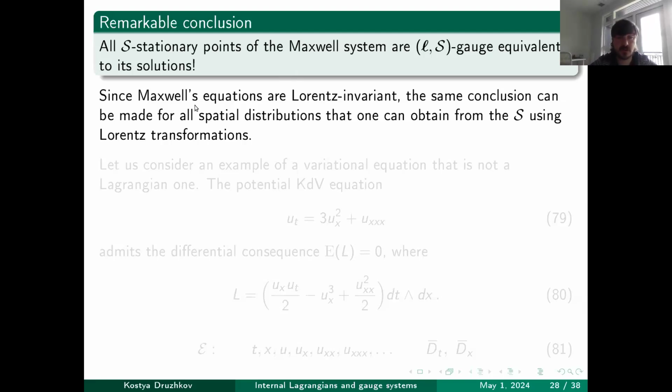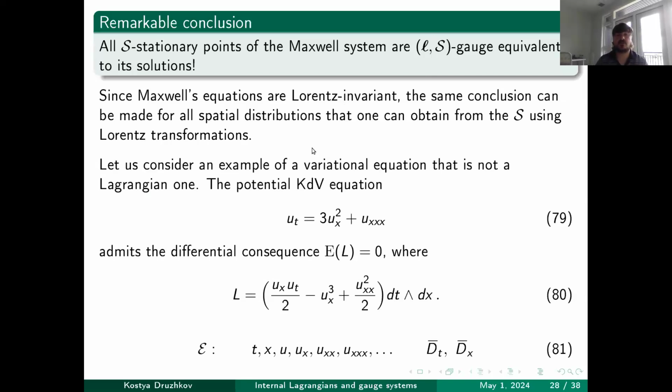And since Maxwell equations are Lorentz invariant, the same conclusion can be made, of course, for all spatial distributions that one can obtain from this S, from our S, using Lorentz transformations. This is what concerns Maxwell's equations.